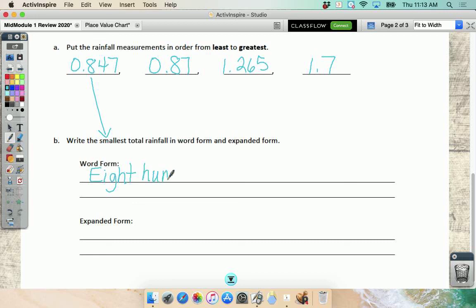So 800, that's my first part. 847. 47 is my second part. Notice I didn't say hundreds or hundreds because I'm just looking at this number 847. Then my last part is thousands.